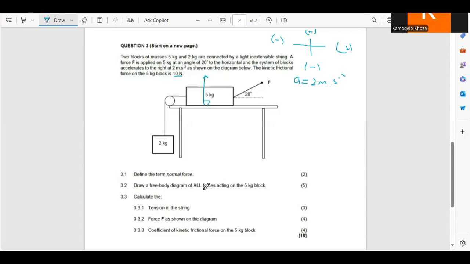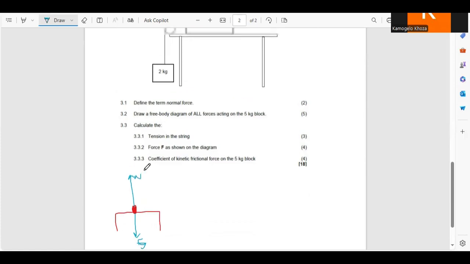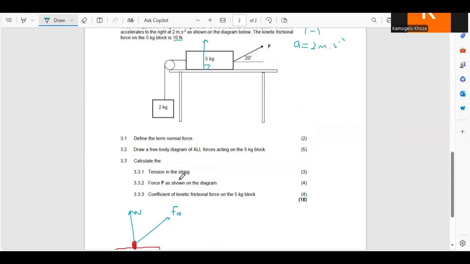Now they say draw a free body diagram of all the forces acting on the 5 kg block. Now remember the difference between your free body diagram and your force diagram. Now your free body diagram, let's try. So the first force is our gravitational force. And as I've said, because this is on a surface, there will be a normal force. And what else? We have force applied at an angle of 20 degrees, so you could just write FA. What else do we have? We have a string, meaning that we will have tension here.